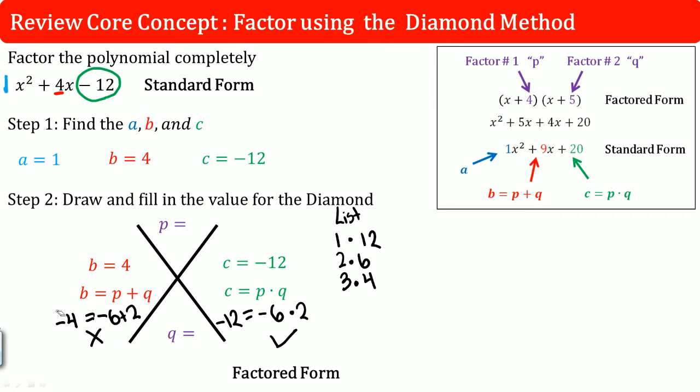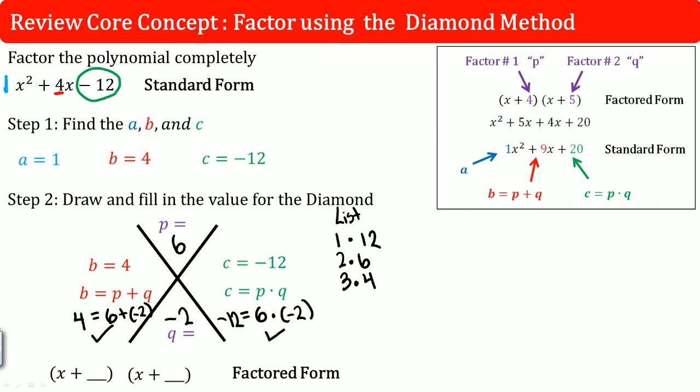So let's try that again. I decide this time to put the negative with the 2. So I went 6 times negative 2. That still gets me negative 12, so that checks out. Now I add 6 plus negative 2. This gets me my 4. That checks out. So my factors are p is 6, q is negative 2. At this moment, I can now put it in factored form. It can be x minus 2 as well as x plus 6. This is factored form.